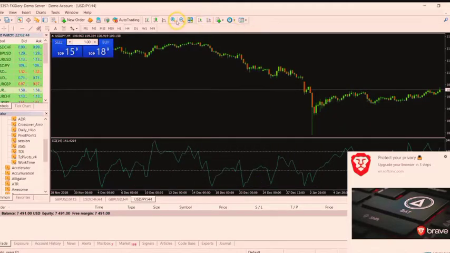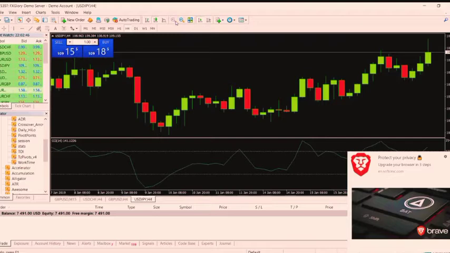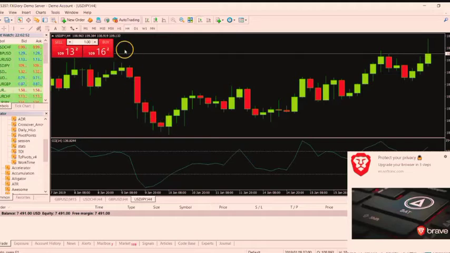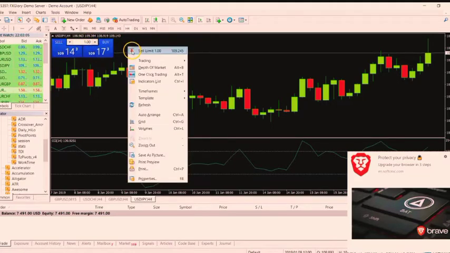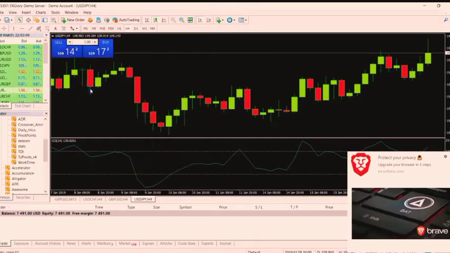Once you zoom in, now you can see the difference. Your red and green candles are called candlesticks, for those of you who don't know. A lot of you already do. Your red candles indicate a sale because it's going down. If you don't have this up here, all you have to do is right click and click on one click trading, and then this box will pop up. This is how you can place a sell or a buy.